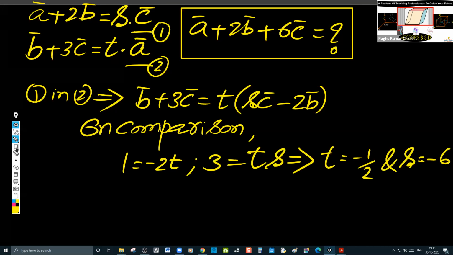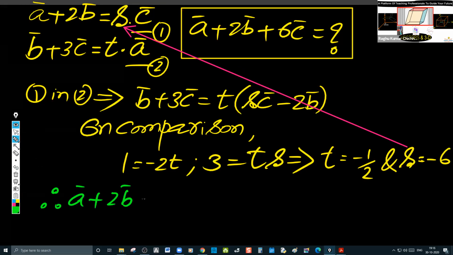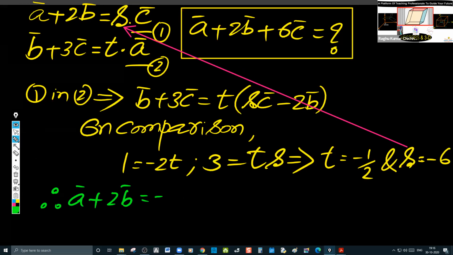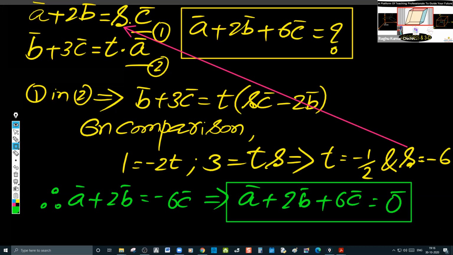Now simply substitute the S value in this one. What is the final result now? A bar plus 2B bar equals minus 6 C bar. So what is the answer now? He needs that only. We have got it to be 0 bar. Just write it out: A bar plus 2B bar plus 6C bar is equal to 0 bar is the final answer.